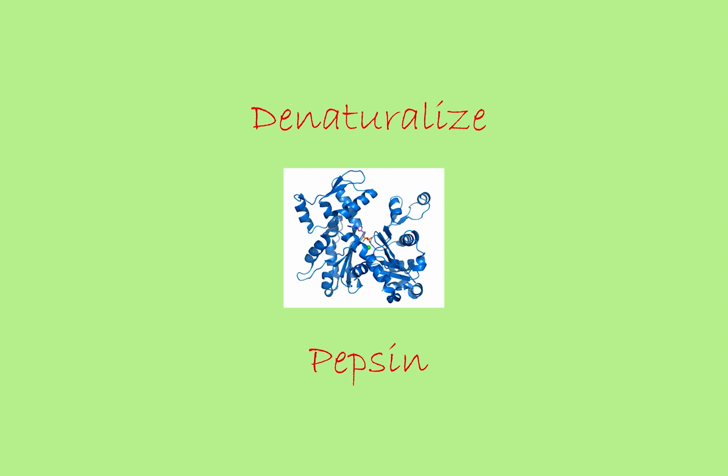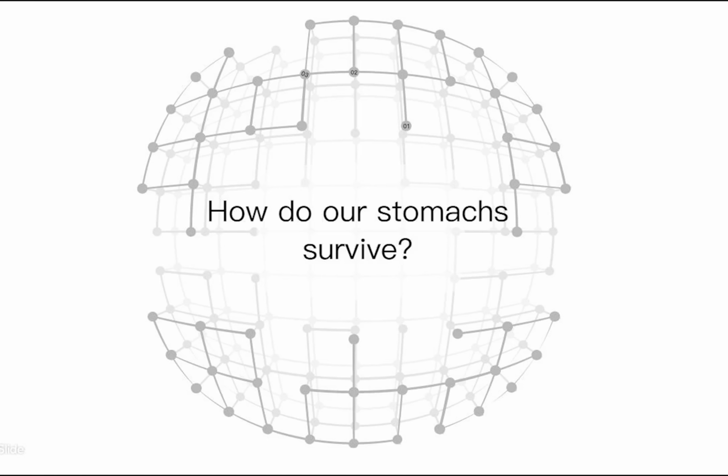Then the further digestion of protein is carried out by pepsin, a kind of protein in our stomach, which requires an acid environment to be activated and play its role. The acid in our stomach also helps break large particles down into small particles. So we can see that gastric juice is really something, right? So how do our stomachs survive these extreme situations?